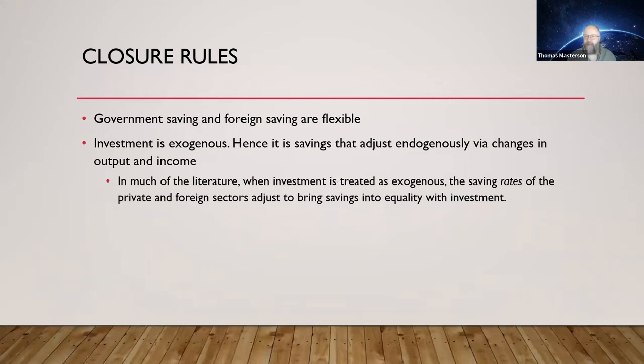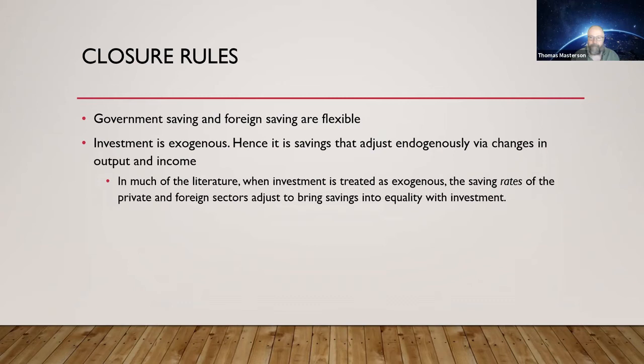Savings adjust endogenously via changes in output and income. In most of the literature, it's the saving rate of private and foreign sectors that adjust to bring savings into equality with investment, but that's not what we're doing here. So savings adjust via changes in output and income.